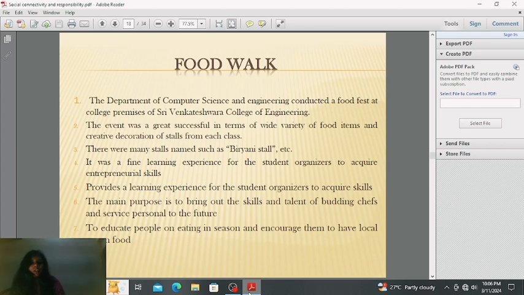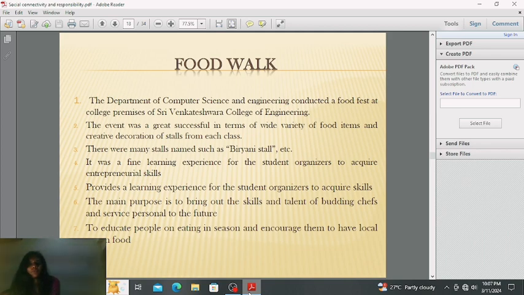And the next one was the food walk. This was the second initiative, done by the second years of the department of CSE CY, where we had to conduct a food fest in our college, Sri Venkateshwara College of Engineering. It was very successful, with a wide variety of food items and creative decorations of stalls. Basically, this was a food carnival where there were many stalls such as chole bhature stall, momo stall, biryani stall, etc.